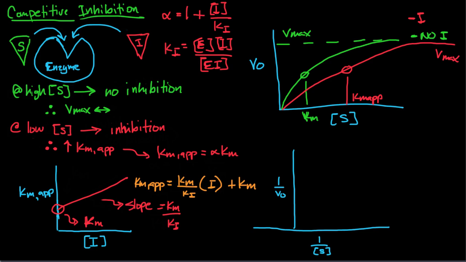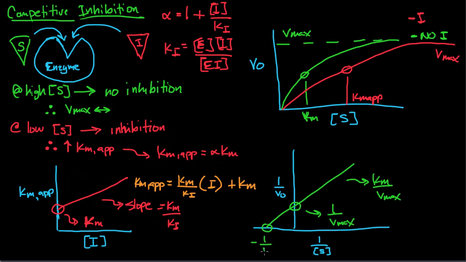And then the last plot that we want to look at is the Lineweaver-Burk plot. Remember that this is a straight line. The slope of the Lineweaver-Burk plot is going to be Km over Vmax. The y-intercept is going to be 1 over Vmax. And then the x-intercept is going to be -1 over Km.